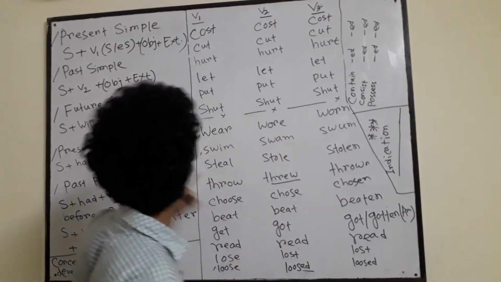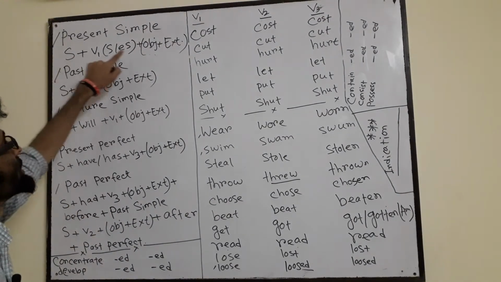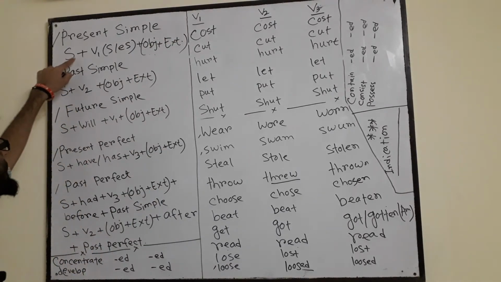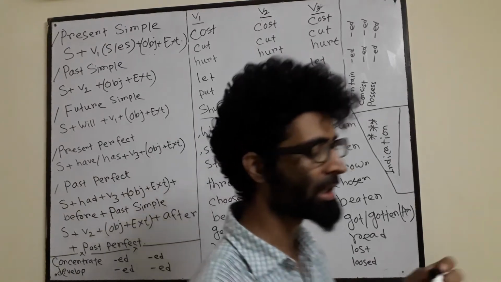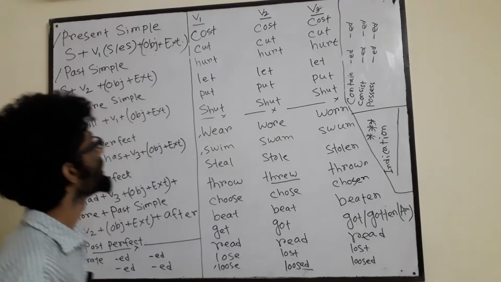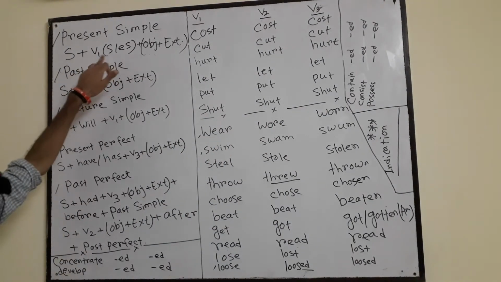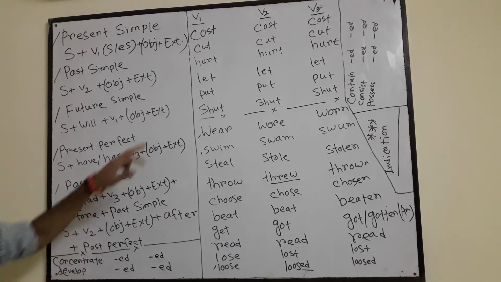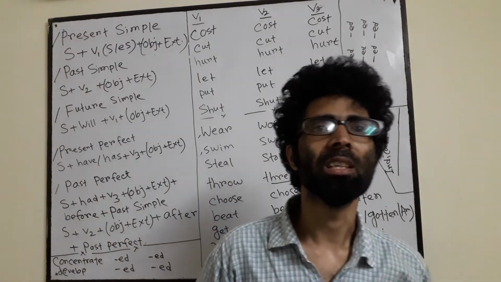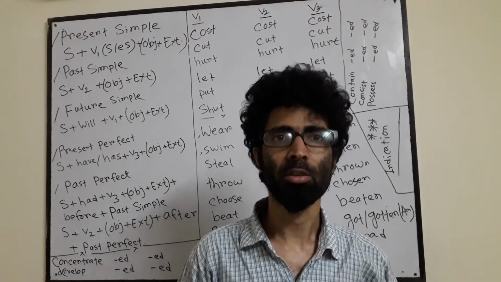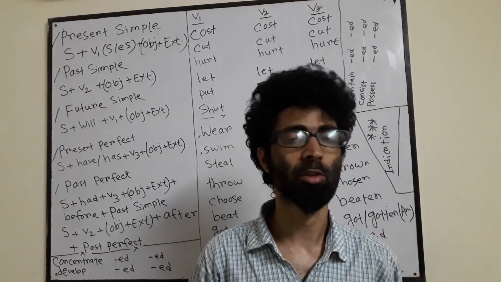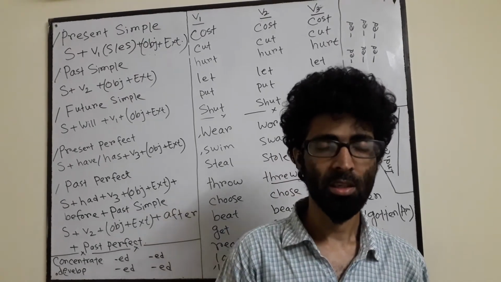Okay, see the structure: subject, V1, then object, then extension. We have to use V1 form. But if we see the subject is third person singular, he, she, it, or any other singular person, singular name, singular thing, that time we have to use S or ES with the verb. Now get an example. Suppose cost. It costs so high. It costs because it is third person singular. That's why we have to take S.